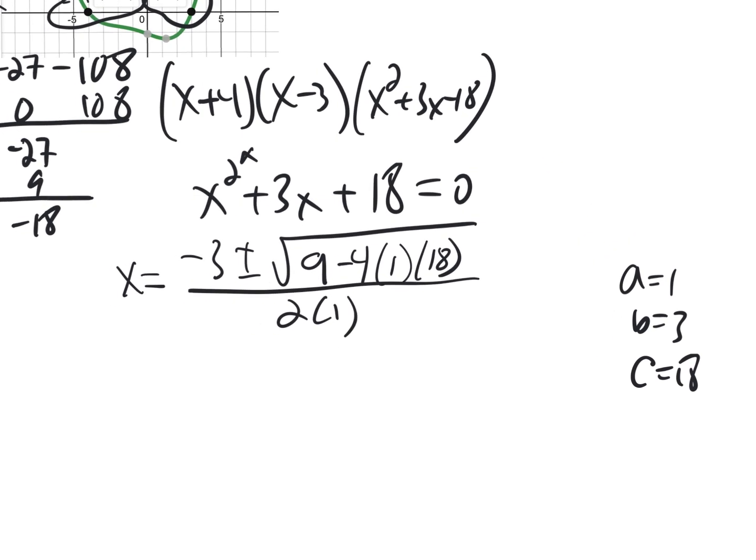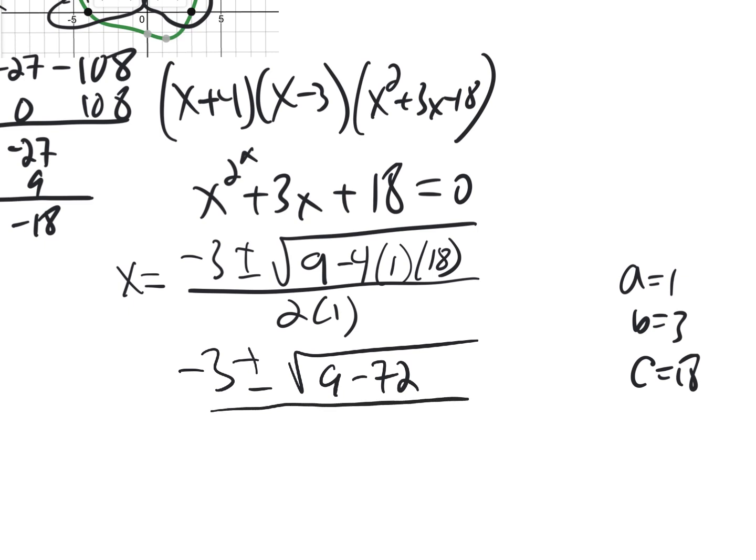Order of operations says do exponents first, and a radical's an exponent. So -3 plus or minus the square root of 9. And let's see, 4 times 18 is going to be 72, isn't it? All over 2. And 9 minus 72, I think, is -63. So -3 plus or minus the square root of -63 all over 2. And then we can clean that up a little more.